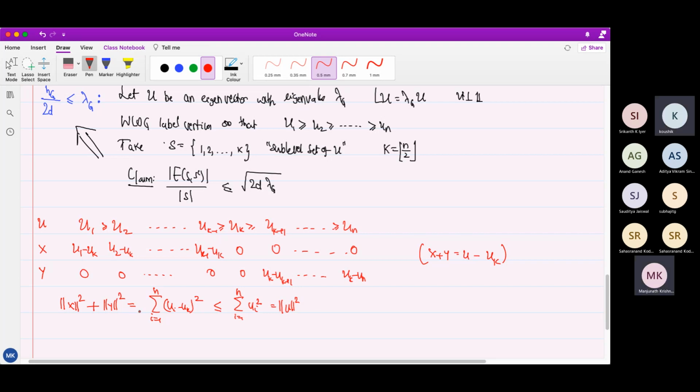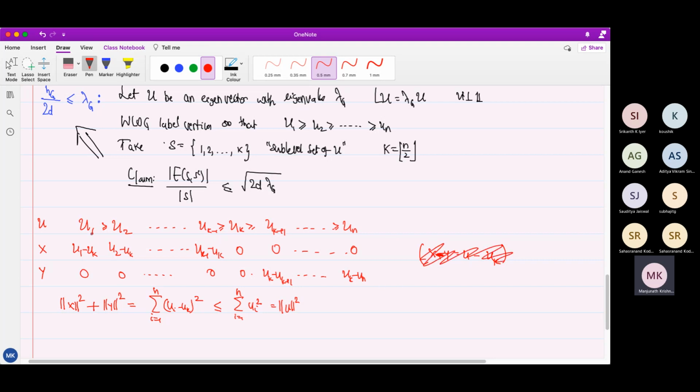I'm just directly writing norm X square is the sum of U1 minus UK square up to UK minus 1 minus UK square. Norm Y square is UK minus UK plus 1 square up to UK minus UN square. Here there is one extra term, UK minus UK square, which is 0. I'm just writing the norm square directly. Sir, isn't X minus Y equal to U minus UK? There is a minus because you wrote it as UK minus UK plus 1. Yeah, you are right. So X minus Y is this. But X plus Y is the absolute value. Anyway, forget this.